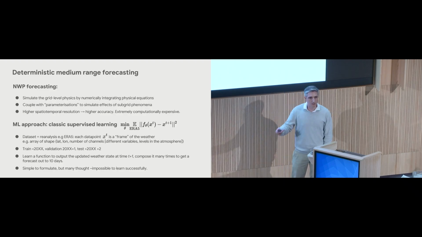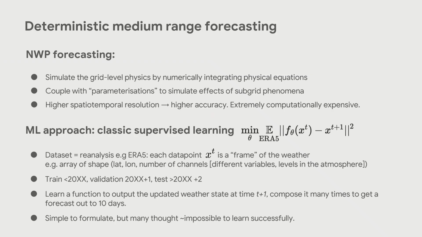And then we do the standard thing. We split our data set into a training set, validation set, and test set. Ideally, you have the training set strictly earlier in time than the validation set, earlier in time than the test set, because if you want to deploy a weather model, you're going to deploy it in the future. Once we have this function that produces the weather state at the next time step, to generate a 10-day forecast, we just auto-regressively roll the model out a number of steps. So it's a simple problem to formulate, but the complexity of the dynamics that we are trying to learn meant that many thought it was going to be roughly impossible to learn successfully.